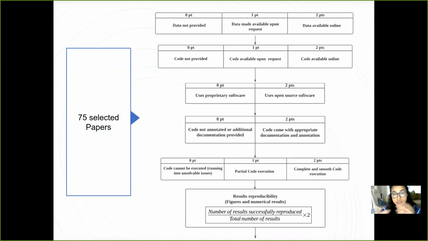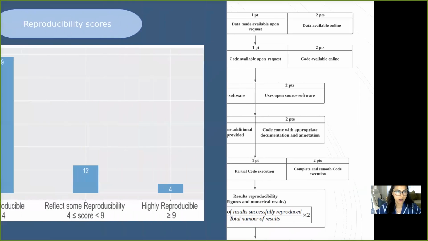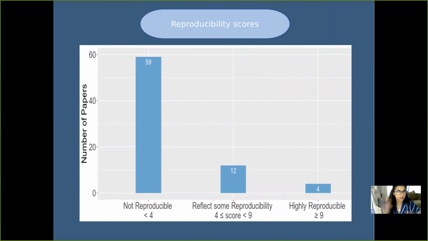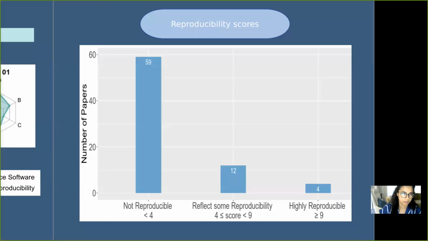Also, the reproducibility of the results themselves was computed as the number of results that I was able to reproduce over the total number of results presented in the paper in terms of text, paragraphs, tables, and figures. And then I multiplied that by 2 so as to have everything on the same scale. Finally, once I processed all those papers and scored them, I categorized them into 3 groups. Papers with a score of 9 and above were classified as highly reproducible. Between 4 and 9 reflected some reproducibility, and less than 4 was considered not reproducible.